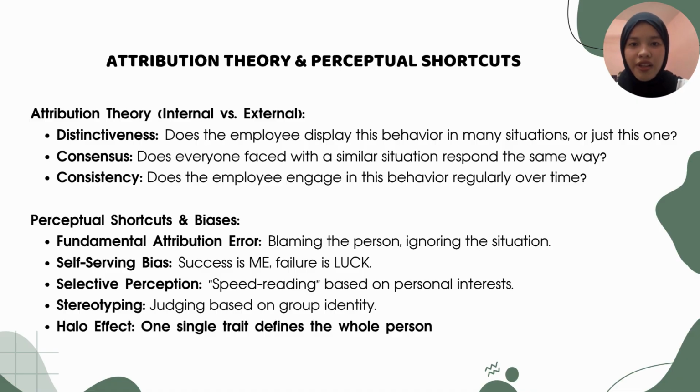Because analyzing everything takes time, our brain uses perceptual shortcuts and biases. We have the fundamental attribution error, which is where we blame the person and ignore the situation, and the self-serving bias, where we take credit for success but blame luck for failure. We also use selective perception by reading situations based on our own interests, stereotyping based on group identity, and the halo effect, where a single trait leads us to define a person's entire character.